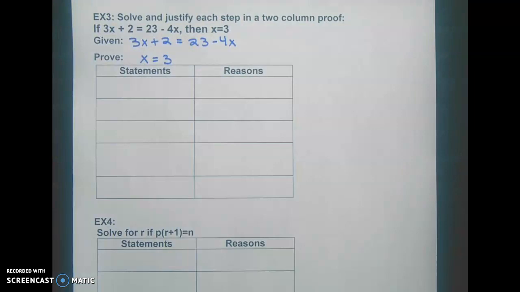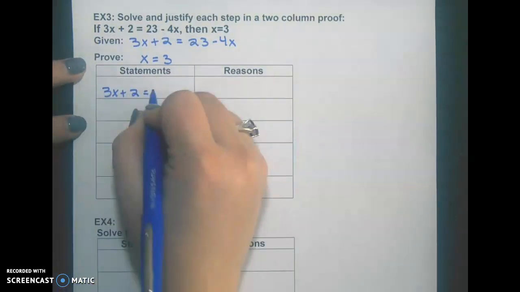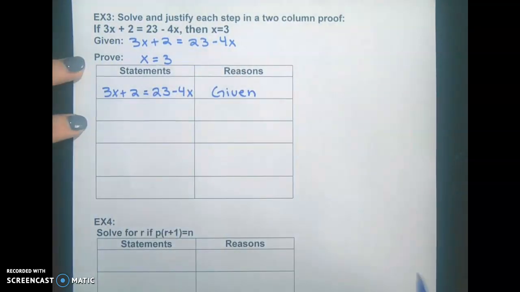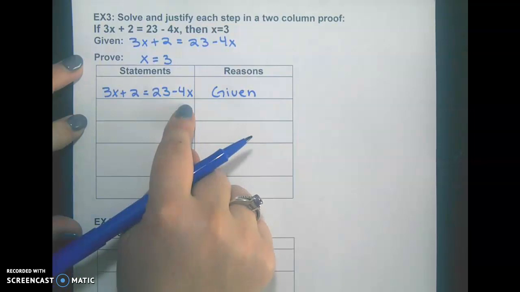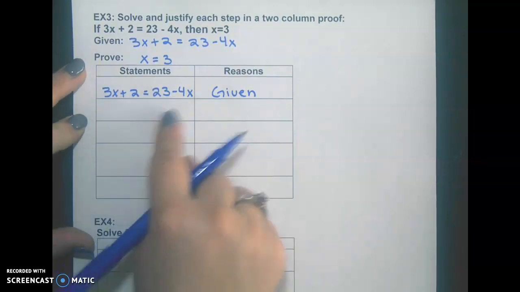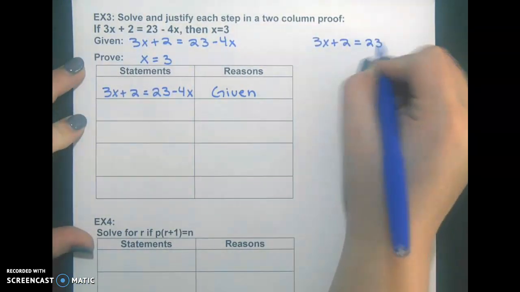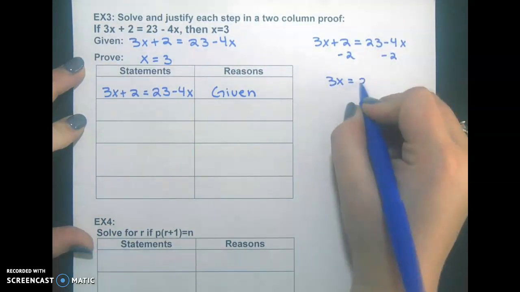And again, I'm just going to go through this step by step as if I was solving this algebraic expression for x. So starting with 3x plus 2 is equal to 23 minus 4x. And my reason is that I'm given this. I'm told this from the get-go. It's given. Okay? So if I was going to be solving this expression, what I would do is subtract 2 from both sides because I want to get all my constants on one side and all my x's on the other side. So if I subtract 2 on both sides, that gives me that 3x is equal to 21 minus 4x.